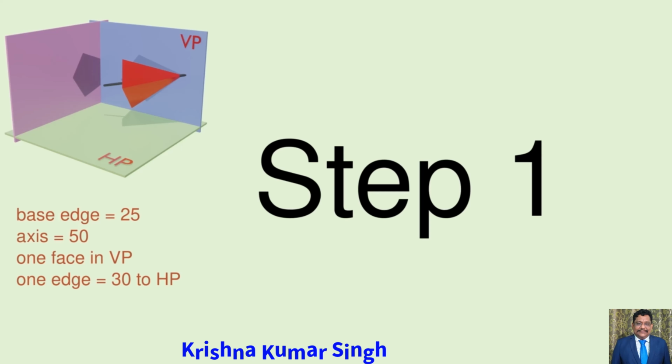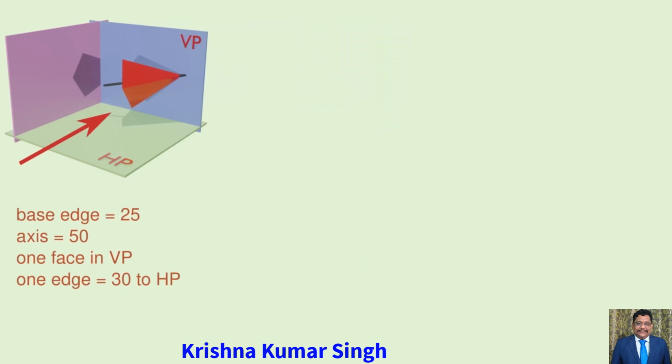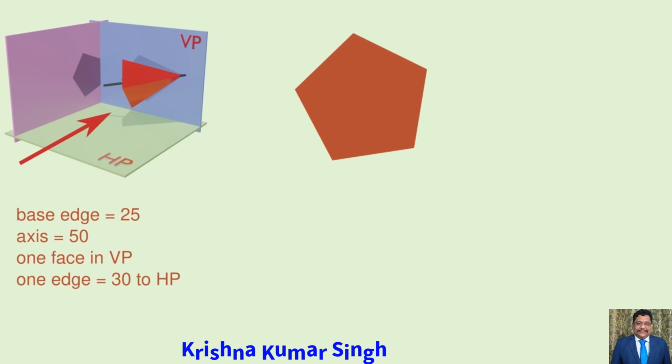Now let's start with the initial position, step 1. As it is given in the problem, one face of the pentagonal pyramid is resting on the VP, and the edge of the base is perpendicular to the HP. So the front view will be drawn first. The front view of the pentagonal pyramid is the pentagon, that is the top and bottom base of the solid. After drawing the front view, we will project the top view from it.